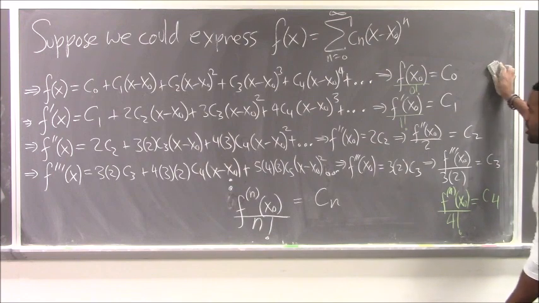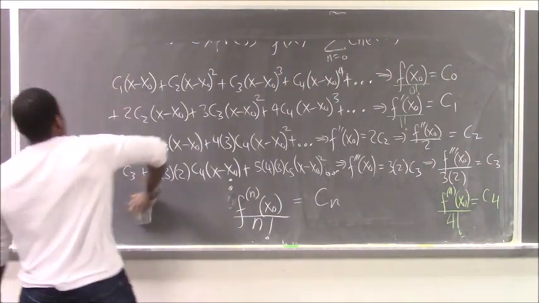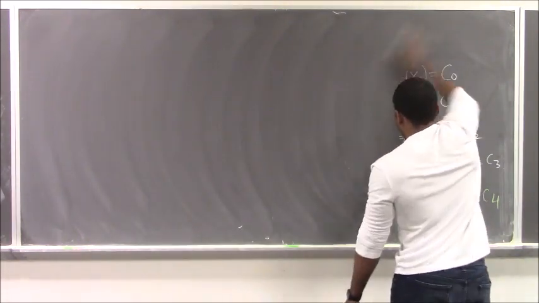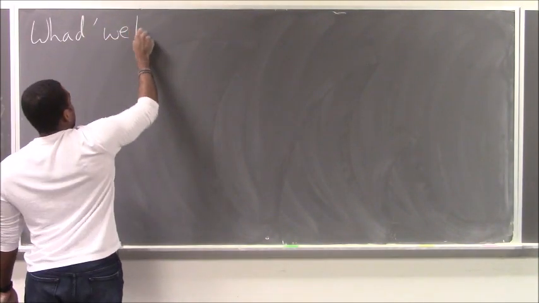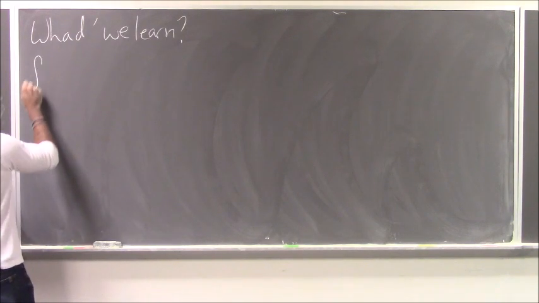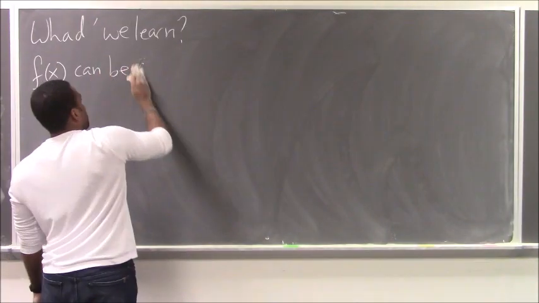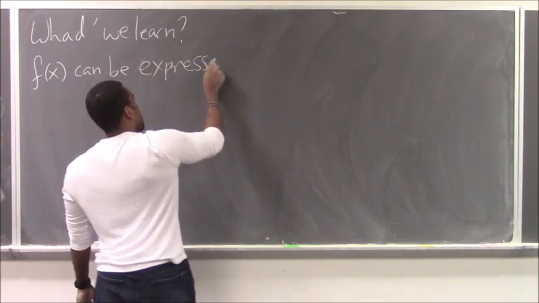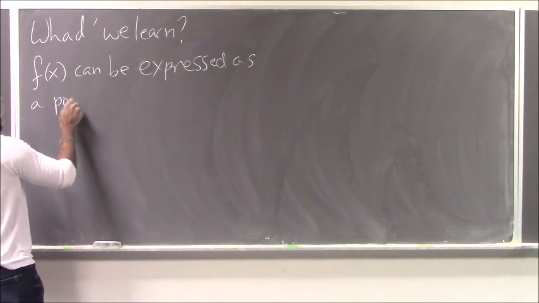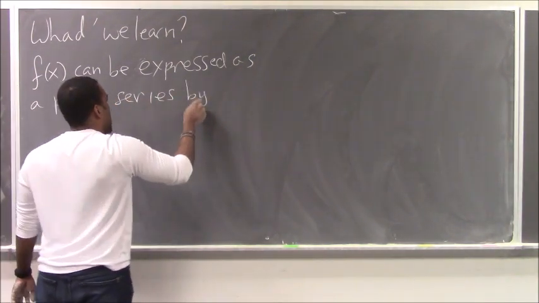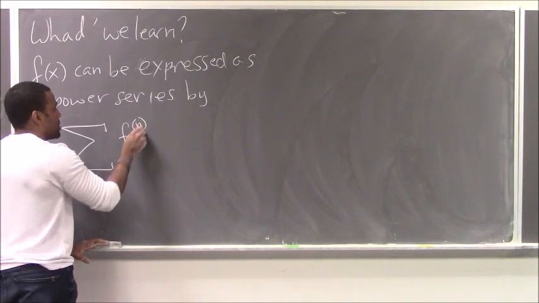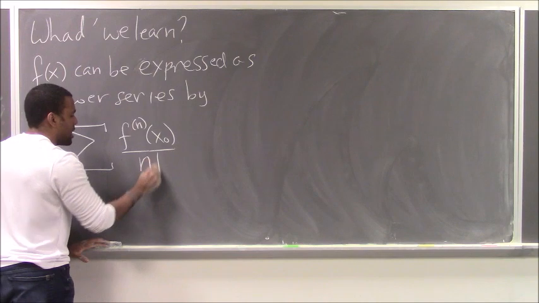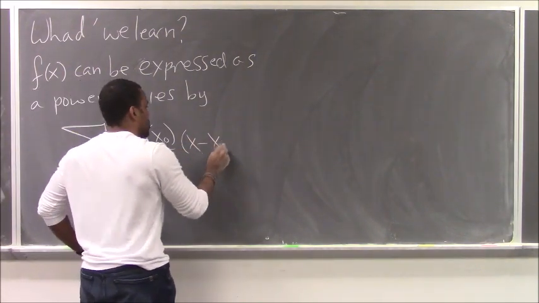So here is what we learned. What do we learn? f can be expressed as a power series, a series where the coefficients are given by the nth derivative evaluated at the center point divided by n factorial, times x minus x naught to the n.